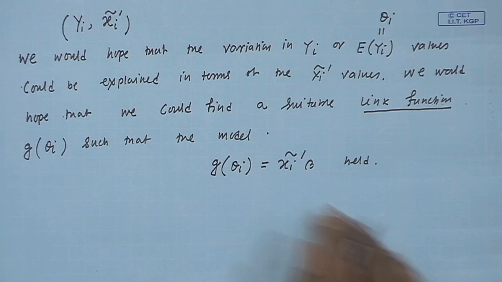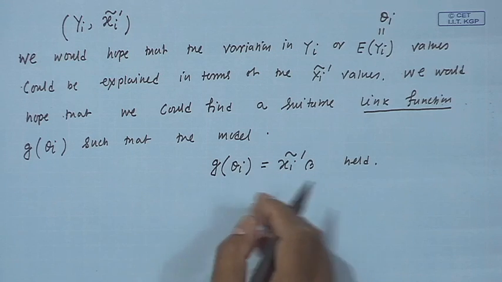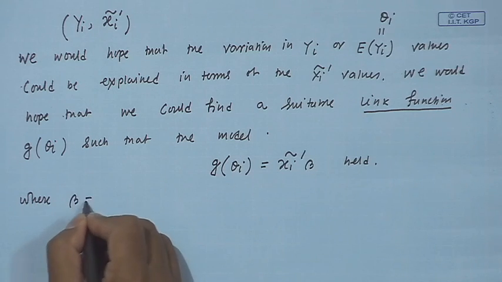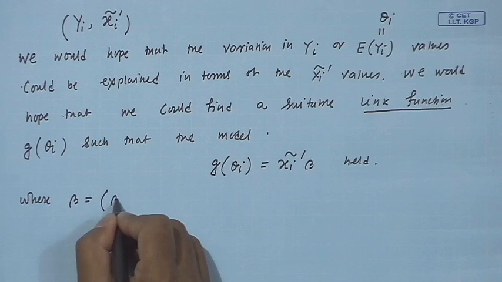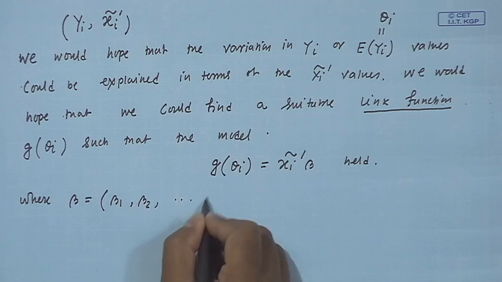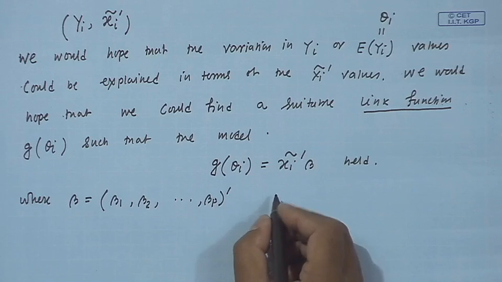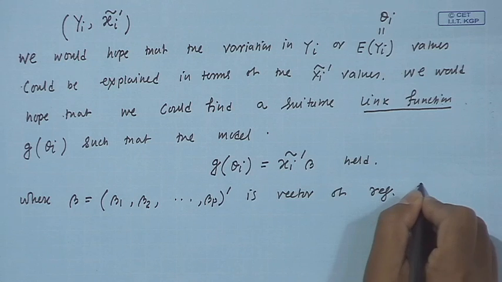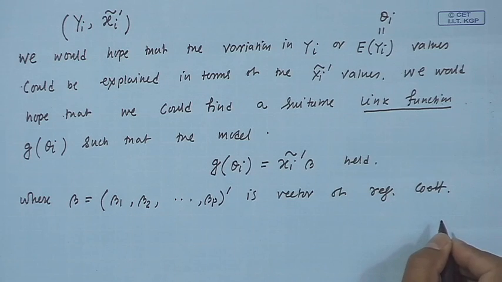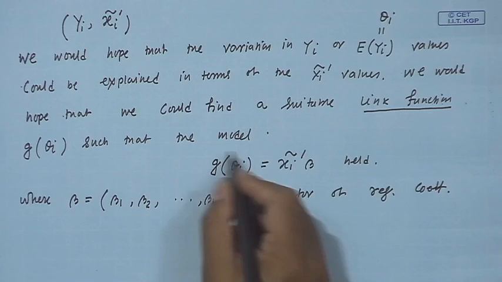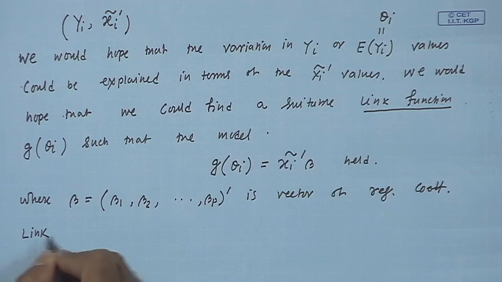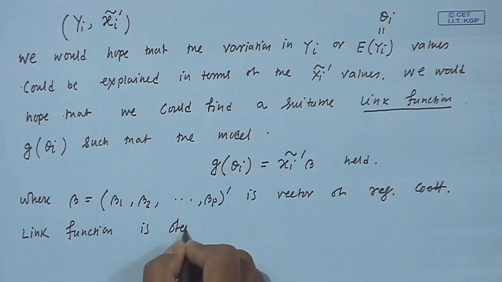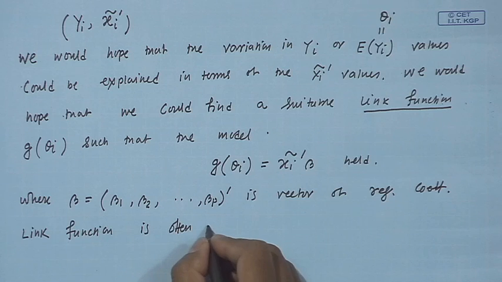Okay. Let me just complete my writing here, and then I will try to explain this part a little bit. So, where beta is beta 1, beta 2, up to beta p, the vector of regression coefficients, and this link function is often the natural parameter.